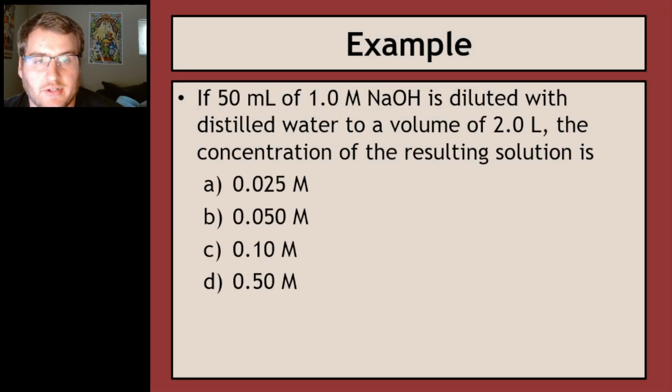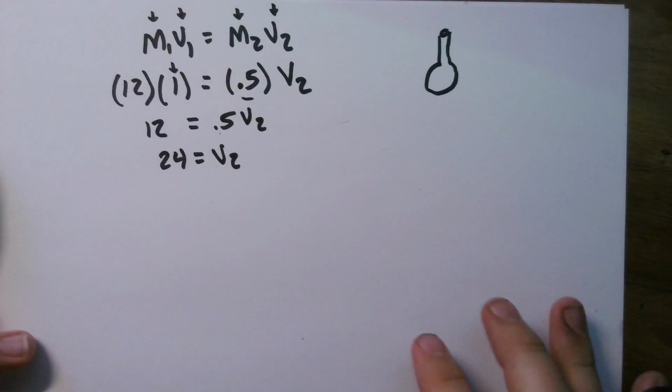If 50 milliliters of 1 molar NaOH, okay, so that's my M1 and V1, my initial volume and my initial molarity, is diluted with distilled water to a new volume of 2 liters. Okay, so I'm adding a bunch of water until I get to 2 liters. The concentration of the resulting solution is, and I have some options here, but we can just calculate it.